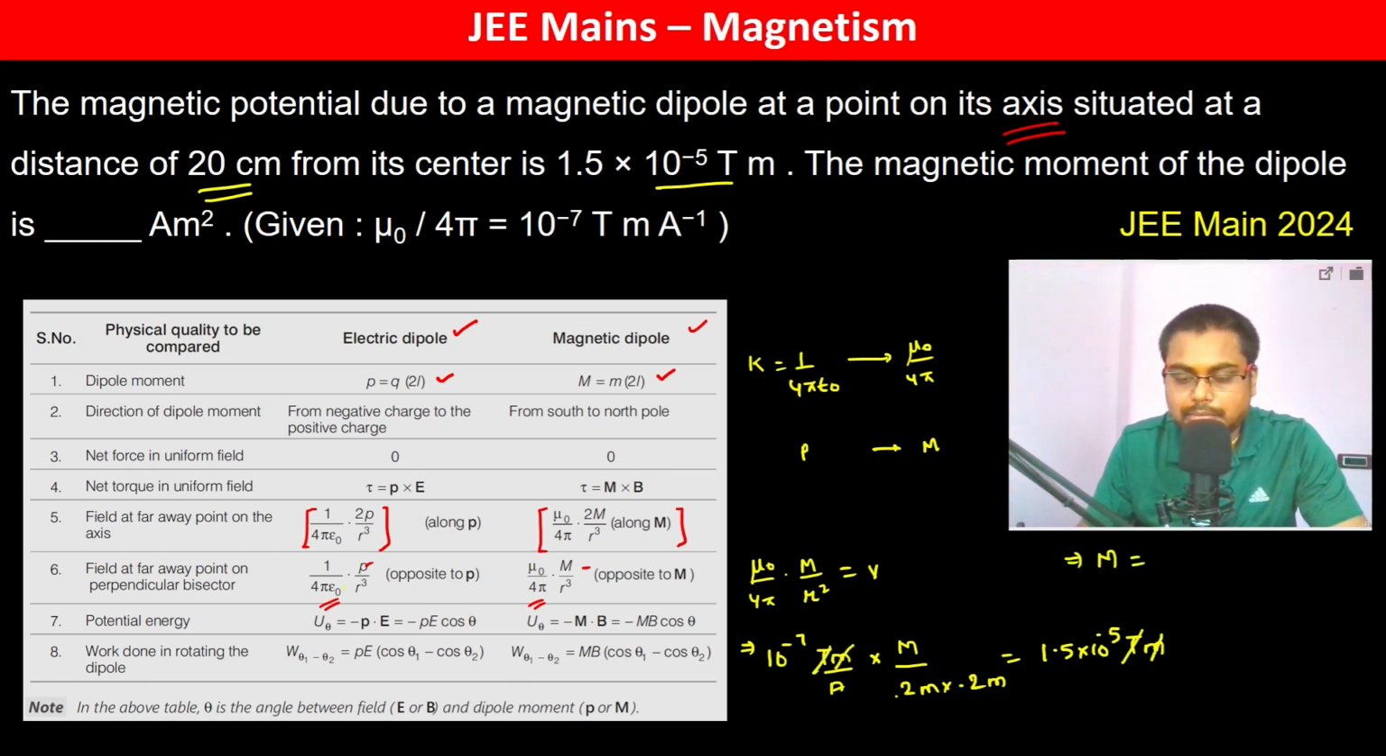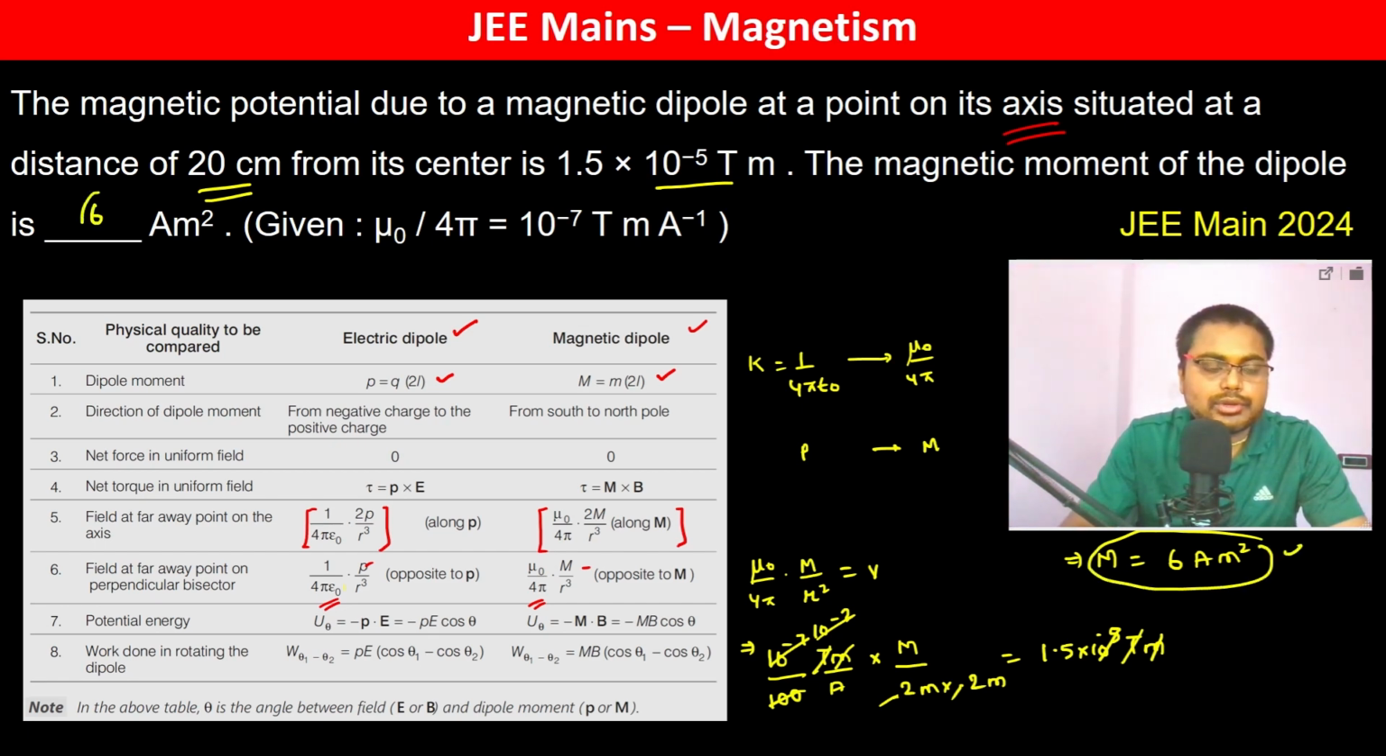So therefore the magnetic moment becomes, if you see now, this 10 power minus 5 goes as 10 to the power minus 2. Now 10 to the power minus 2 goes down with 100. So this is gone, this is gone. So therefore magnetic moment becomes 1.5 into 4, which is 6 ampere meter square. So the answer is going to be 6.